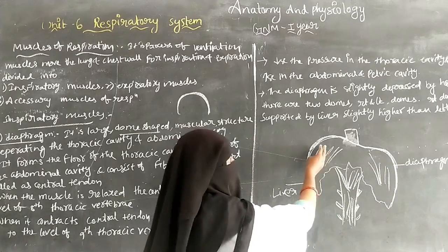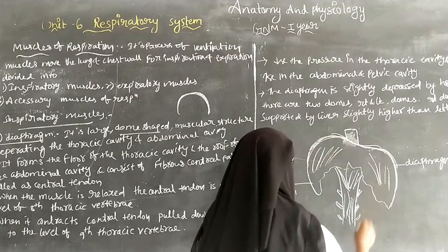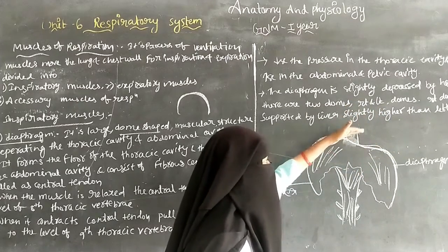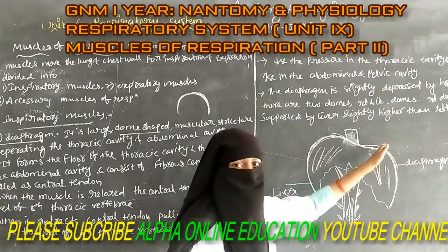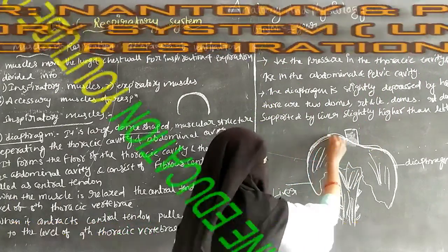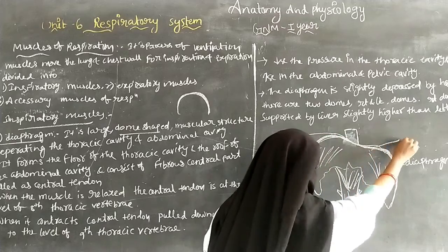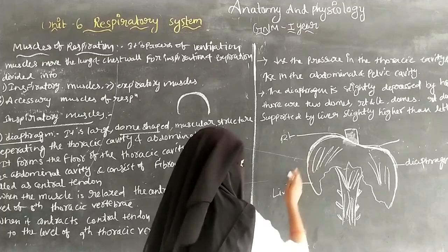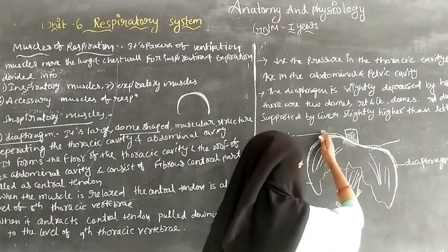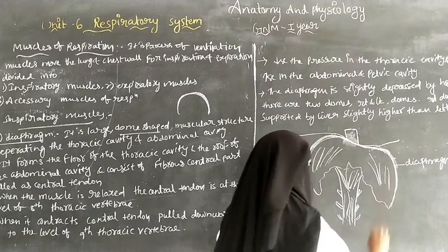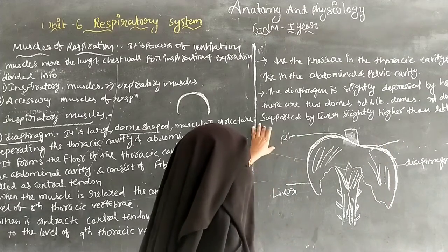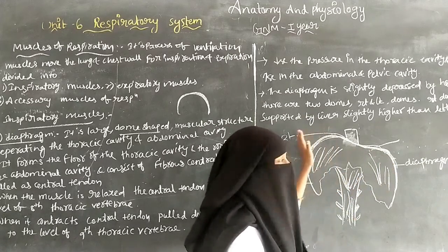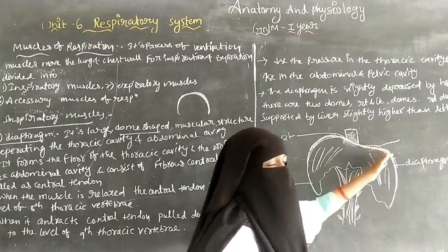The diaphragm is slightly depressed by the heart, because the heart is situated on the upper part of the diaphragm. It consists of two domes, a right dome and a left dome. The right dome is supported by the liver and is slightly higher than the left dome.